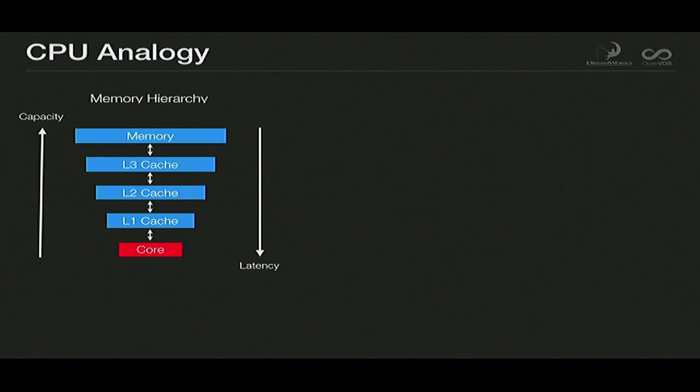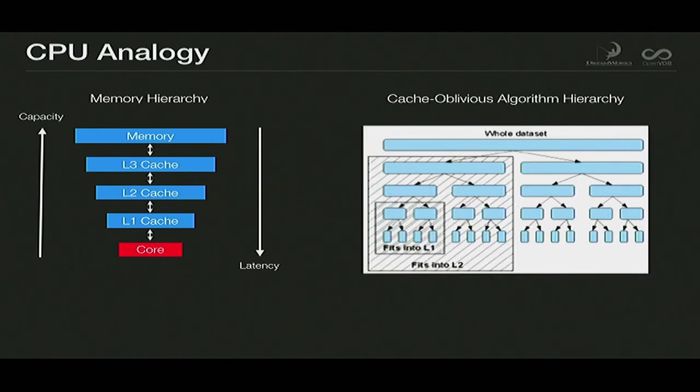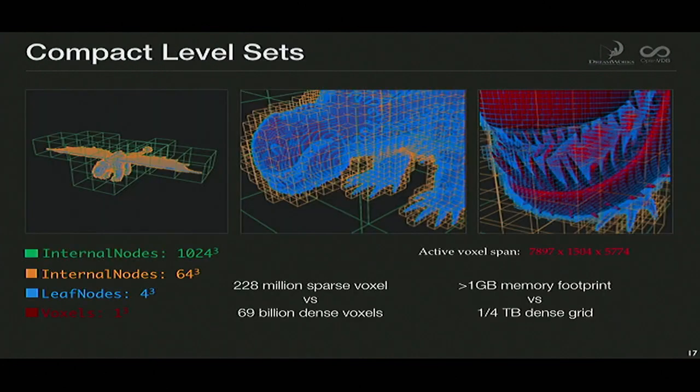And it's exactly the same idea in VDB. So the question is, how do you program for something like this? It's a very complicated memory layout. Well, there's a class of algorithms called cache oblivious algorithms. And the underlying idea is super simple. You take your workload and you divide it until it fits in the various cache levels. And when you do that, guess what? You end up with something that mimics the VDB tree.